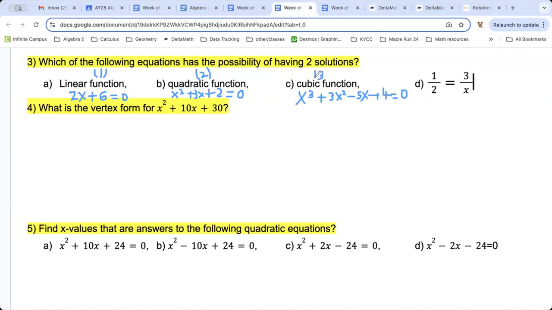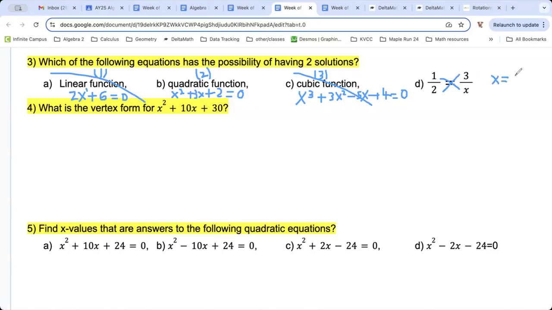So the number of possible solutions is pretty much paired up with the highest degree of power of each of those functions. So linear function is first degree, 1 answer. So which of those? So that's not it, okay? This only has 1 solution. This has 3 solutions. What about this one? This one, it's a proportion. You can actually do cross multiplication. Once you did that, you have what? X equal to 6. Okay.